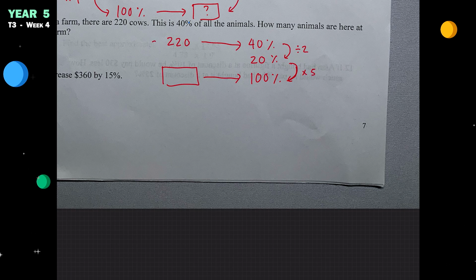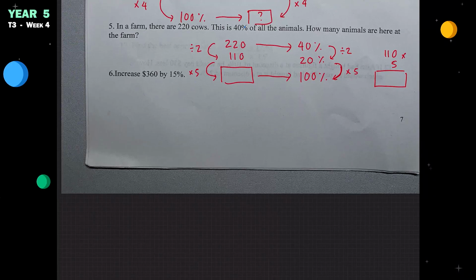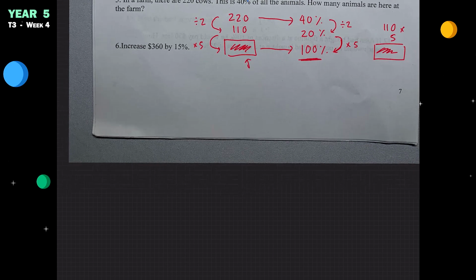So I'm going to do the same thing here, 2 jumps, 1, 2. I'm going to divide this by 2, which gives me 110, and then I'm going to times it by 5. So 110 times 5, and you can work that out, get the answer. Once you get that number, it will be in there, and that's the answer. That'll tell you 100% of all the animals. Okay, you can do that yourself.